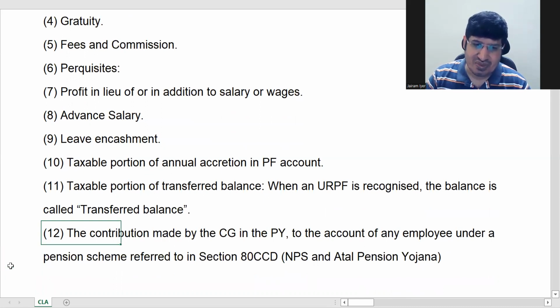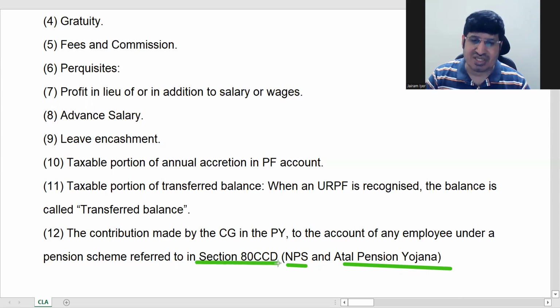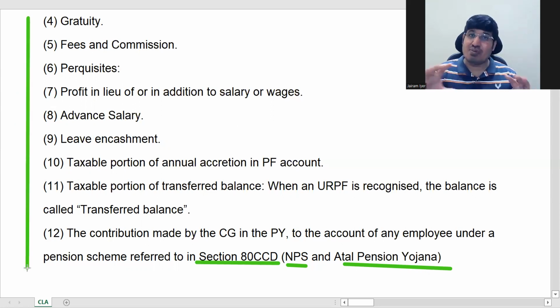And then this is a contribution made by the central government or any other employer. Under section 80CCD, this is called the National Pension Scheme, NPS. NPS and Atal Pension Yojana are two pension schemes. If an employer contributes under this, the section comes under deductions from gross total income. So we'll first study all the things which come under salary, so we will be able to find the gross salary, and then we will go to the deductions.